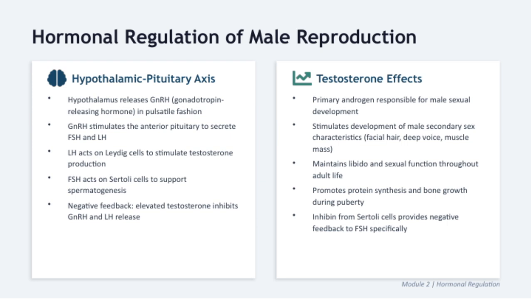An important point to remember is the negative feedback loop. When testosterone levels rise, they inhibit the release of GnRH and LH from the hypothalamus and pituitary. This feedback mechanism helps maintain hormone levels within a healthy range. All of this fits into the broader hypothalamic pituitary axis, which is essential for the hormonal regulation of male reproduction. Understanding this axis helps us see how finely tuned and interconnected these hormonal signals are, ensuring proper development, function, and regulation of the male reproductive system.